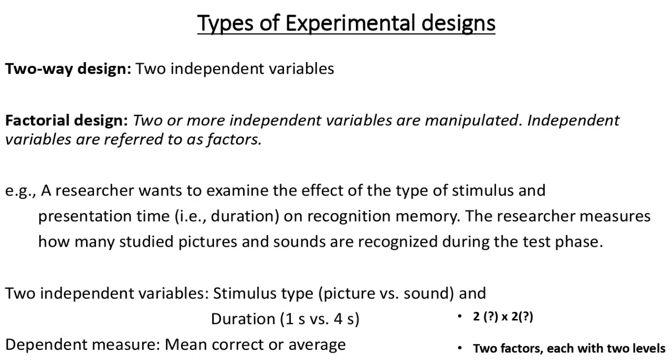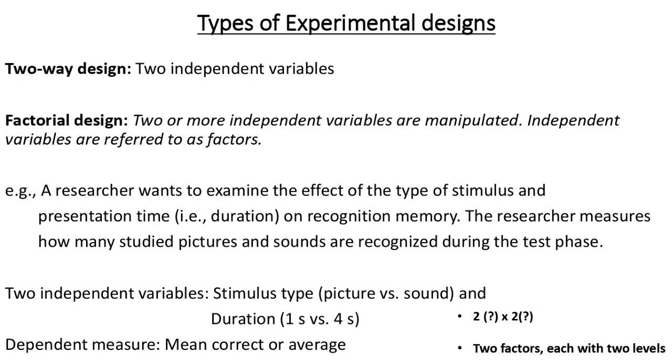And you have 2 independent variables, and factorial design, 2 or more independent variables are manipulated. Independent variables are referred to as factors. So a researcher wants to examine the effect of the type of stimulus and presentation time or duration on recognition memory. The researcher measures how many studied pictures and sounds are recognized during the test phase. So basically, you have 2 independent variables, the stimulus type, which has pictures or sounds, and you have duration, which has 1 second or 4 seconds. And the dependent measure is mean correct, or average, but I think there's a better operational definition I could provide.